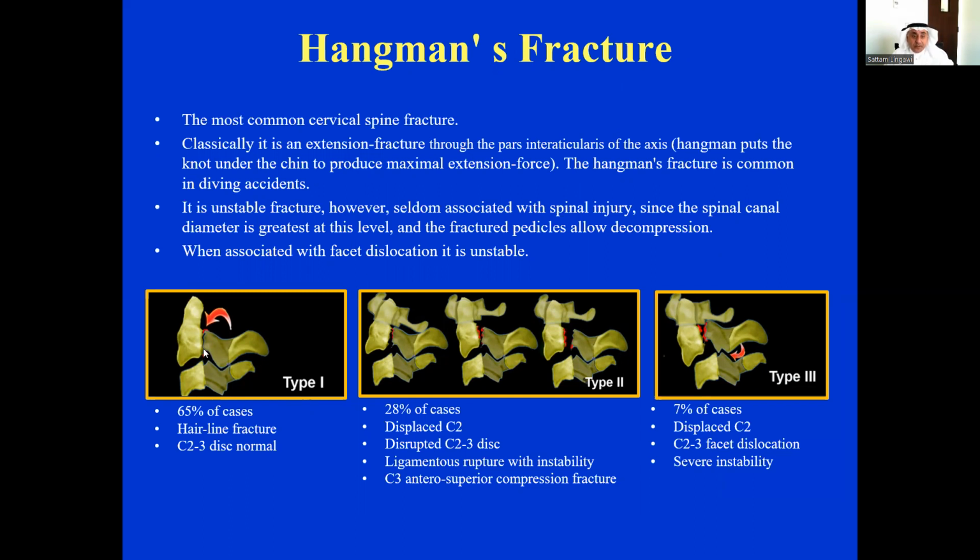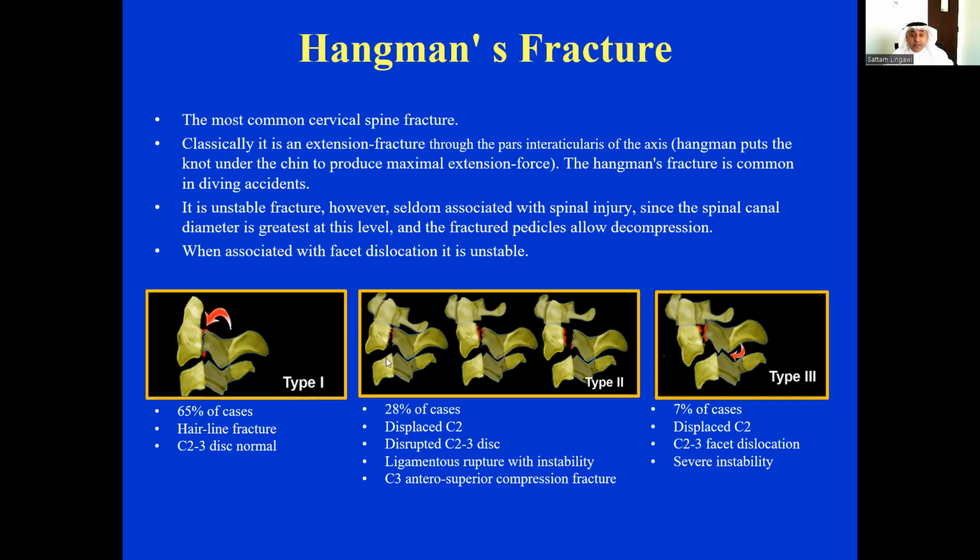The pars interarticularis fracture may be just a hairline fracture with no displacement. This is type 1, and it stands for about 65% of cases. So this is the most common. It is unstable. However, it is not associated with any neurological deficit.